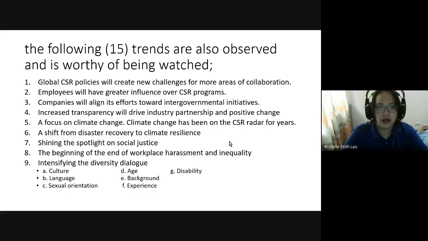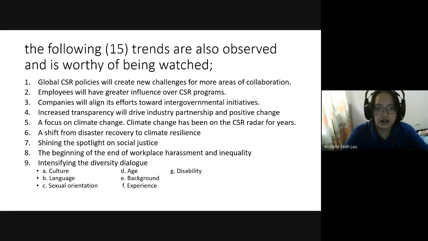Then, the following 15 trends are also observed is worthy siya of being watched now. So, first is the global CSR policies will create new challenges for more areas of collaboration. So, some countries are now experiencing mga government-mandated na mga policies on the conduct and allocation of the budget for CSR programs and projects.